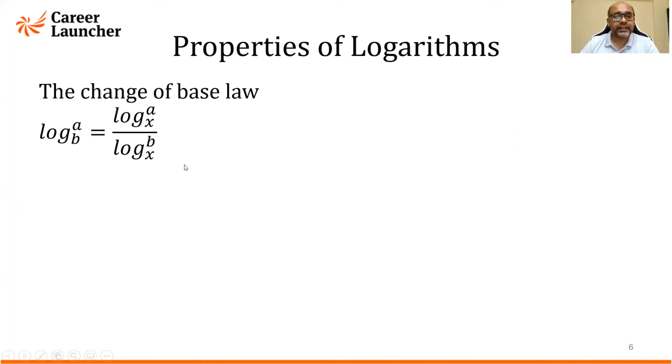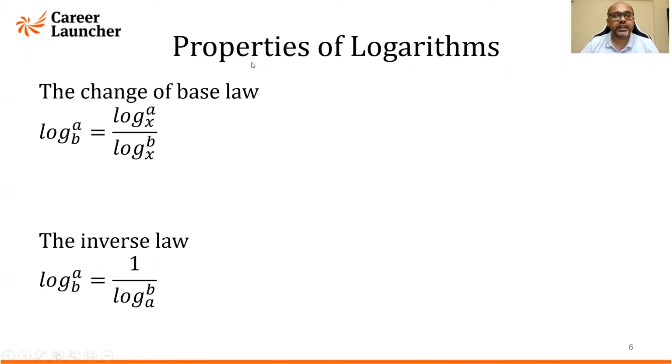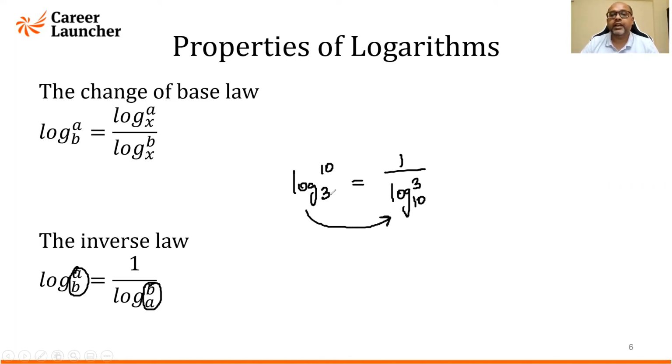Okay. The next law which we are going to look at is the inverse law. And the inverse law says that if you have log a to the base b, you can also write it as 1 by log. When you take 1 by, your b and a positions will interchange. So if I have log 10 base 3, I can write it as 1 by log 3 base 10. So when I want to take this into the denominator, my base and the number positions will interchange. This is the inverse law.